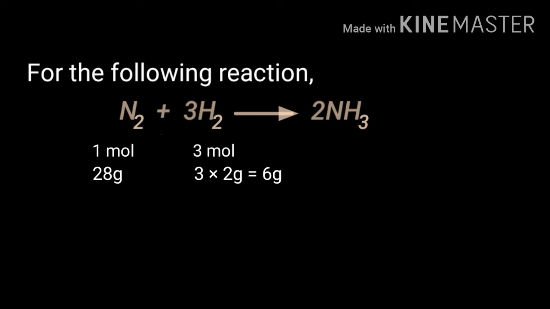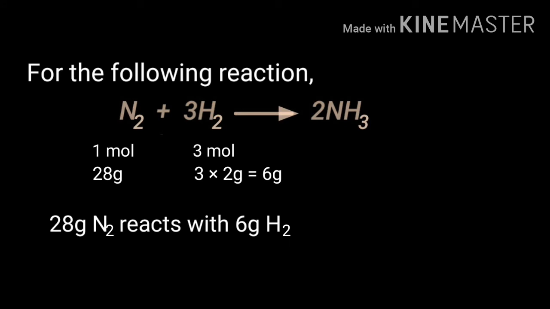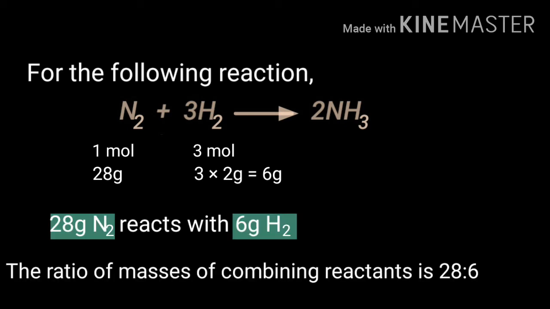This reaction shows that 28 gram of nitrogen reacts with 6 gram of hydrogen. That is, the ratio of combination of nitrogen and hydrogen is 28:6, that is 14:3, and this is the ratio of their masses. That is, 14 gram nitrogen per 3 gram hydrogen, or a combination as per the ratio of 14:3, gives a complete reaction.